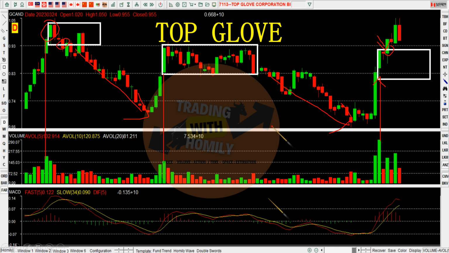Okay, and the second one is from the MACD indicator. From the MACD we can see the fast line starts turning downward, and also the bull energy, or the long energy, has decreased. So for this we need to be careful of a short-term correction for the glove stocks, but there is still strong support for the glove stocks, especially for Top Glove.